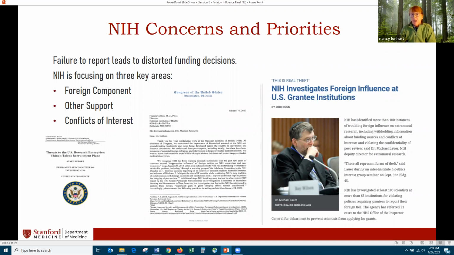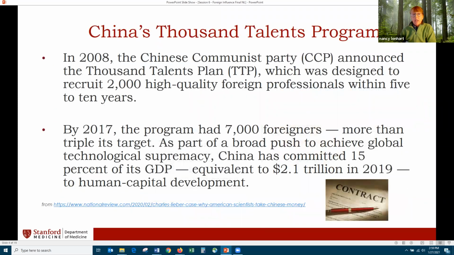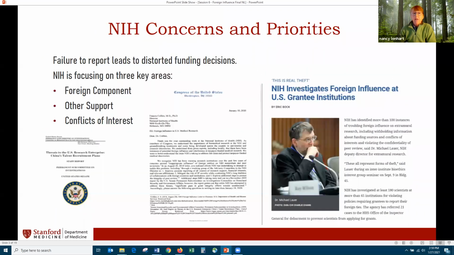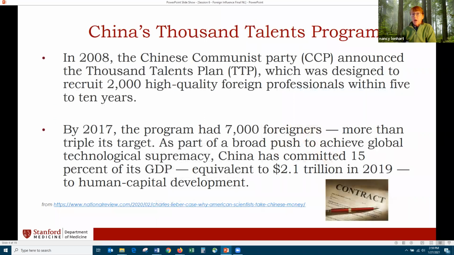And this leads to the top of the slide here, where NIH is addressing that there was a failure to report, that when you fail to report, that can lead to a distortion of funding decisions. And so one key, you can switch the slide now, will show you what was one big issue that they were noticing, and that was the 1,000 Talents program.